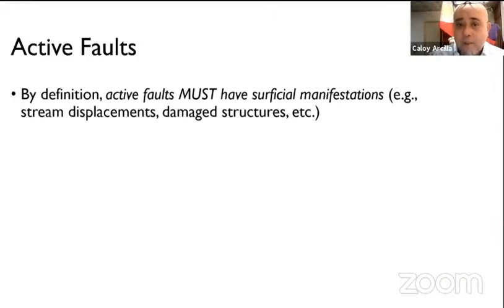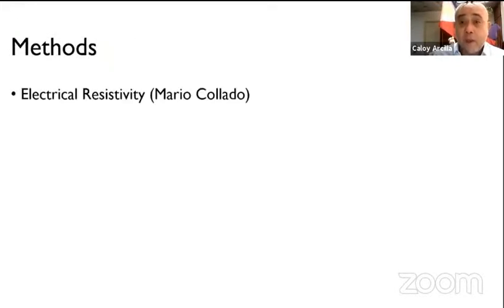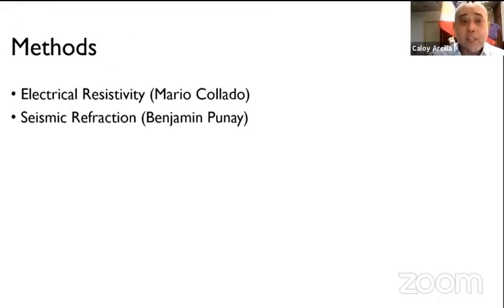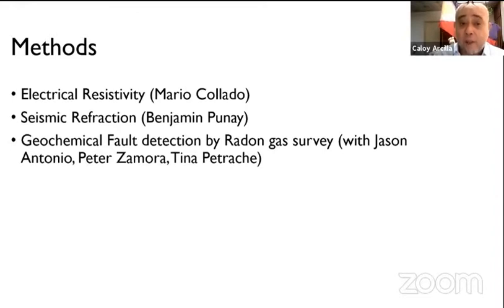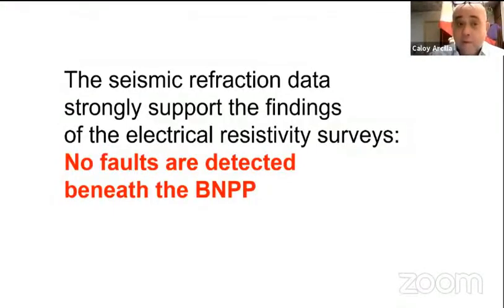Active faults, by definition, must have superficial manifestations. And the active fault fieldwork does not list an active fault in the vicinity of the BNPP. So we did electrical resistivity, seismic refraction, and geochemical fault detection by radon gas survey. The results, which I don't have time to show you here: 9 lines of resistivity were put out along the perimeter, and there's no evidence of faults beneath the Bataan nuclear plant from the electrical resistivity. Now, the seismic refraction, we also can conclude there are no faults beneath the Bataan nuclear power plant.